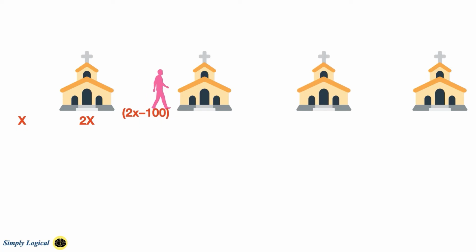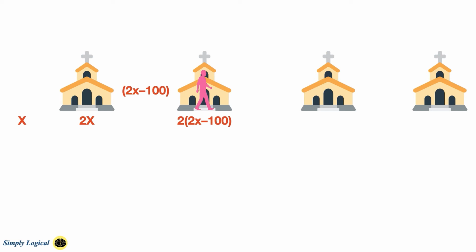In the second church, as soon as he enters the church, his money is doubled to 2 times (2x minus 100). 2x minus 100 is the money left before visiting the second church. On his way out, he donates another $100 and he is left with 4x minus $300.